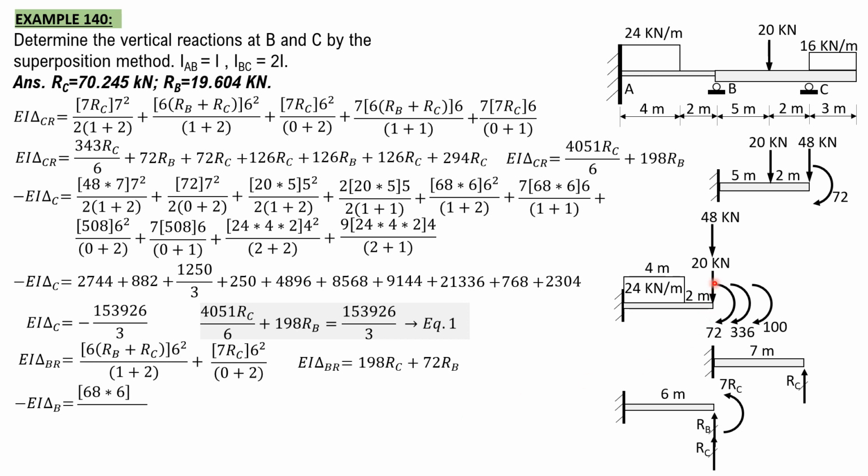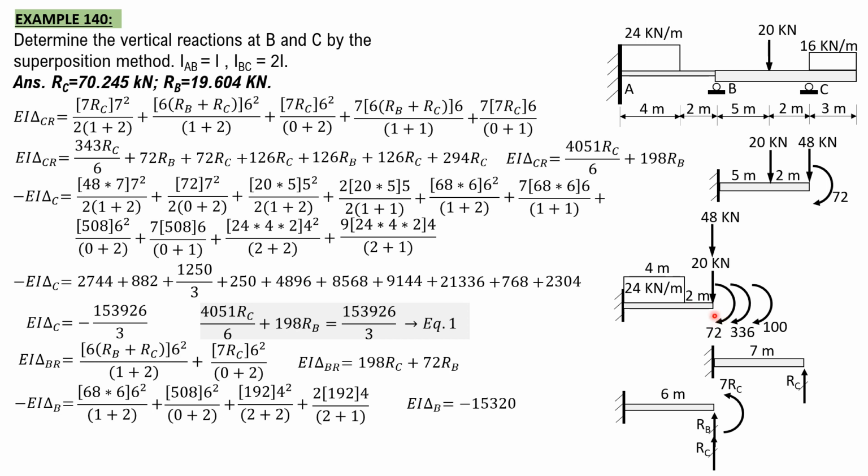So for the effect of the loadings, let's begin with this 68 here. 68 times 6, 6 square over 1 plus 2. Deflection is downward. Then for these three couples combined, 508 times 6 square over 0 plus 2. Then for this 24 kilonewton load, the moment is 24 times 4 times 2, 192 times 4 square over 2 plus 2. Then because there is slope here, we add 2 theta. So 2 times 192 times 4 over 2 plus 1. And that's all. So combining, EI delta B equals negative 15320.